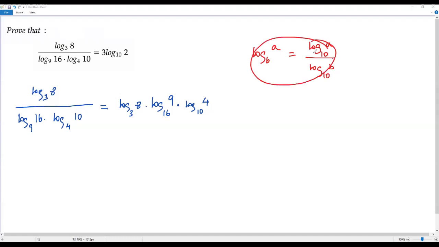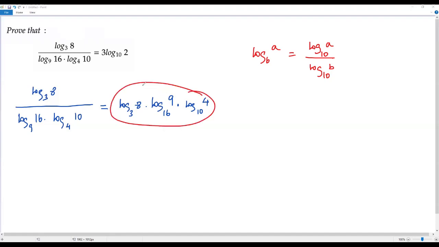Okay, now we can use this concept over here in this logarithm to get the base 10, because my aim is to get base 10 for all the logarithms over here, so that I'll be able to get this expression equal to 3 times log base 10 of 2. And we don't have to do anything for this one because for this one already we have the base 10. Okay, now what I'm going to do is to change the base 3 to base 10 in this logarithm.